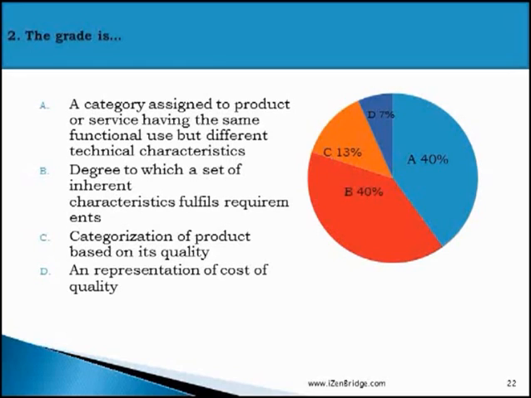Now, the grade question. Here there was a confusion between the definition of quality and grade. The confusion can be seen in the vote: 40% of people thought grade is equal to quality, and 40% were able to recognize what grade is all about. So the answer is A, because it's a category assigned to a product or a service having the same functional use but different technical characteristics. The mobile phone example we spoke about, the gold carat example we spoke about. B, which is the degree to which a set of inherent characteristics fulfill the requirement, is a definition of quality, not grade.